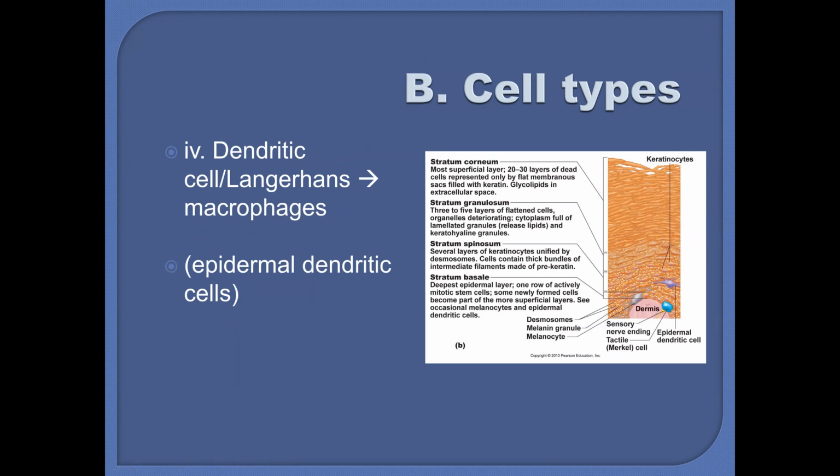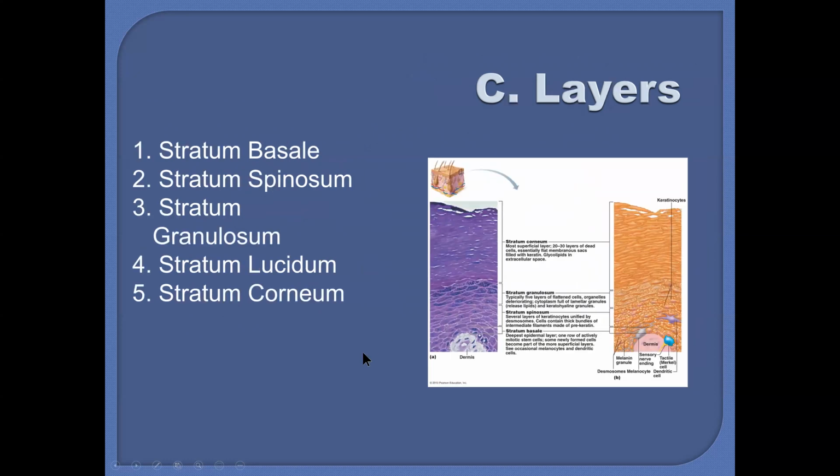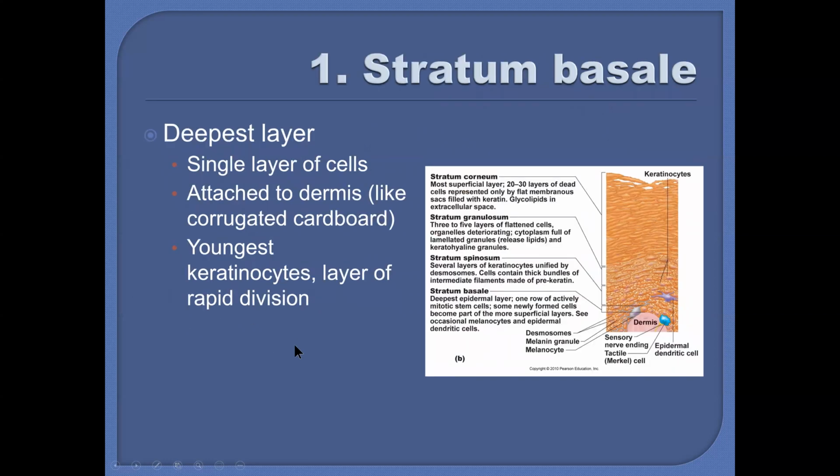They are looking for foreign material and invaders if there is a breakdown of the barrier, okay? These are our layers from deepest: stratum basale, stratum spinosum, stratum granulosum, stratum lucidum, which you rarely see, it has to be very thick skin, and stratum corneum. But these are our 5 layers, and we went over our 4 types of cells.